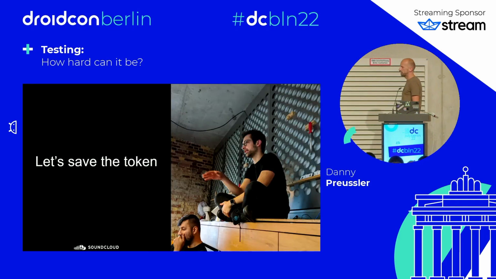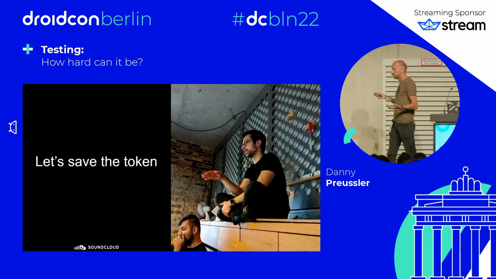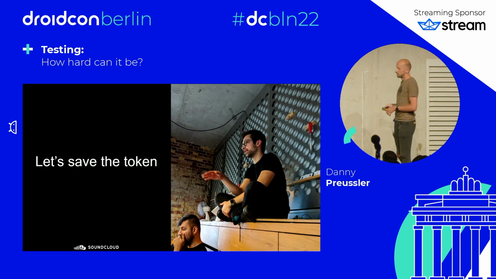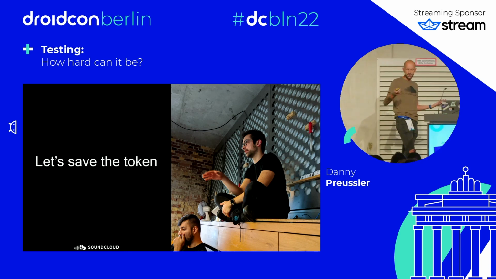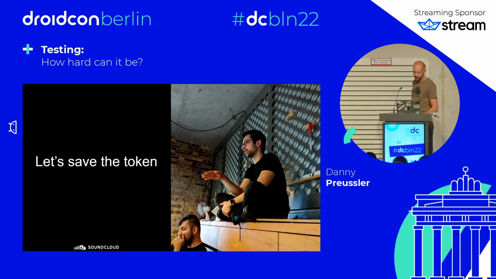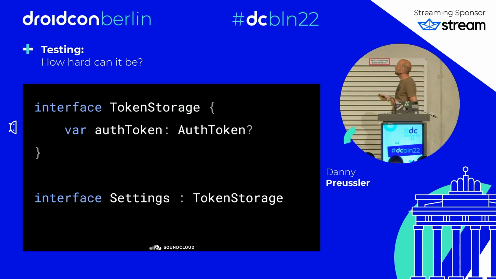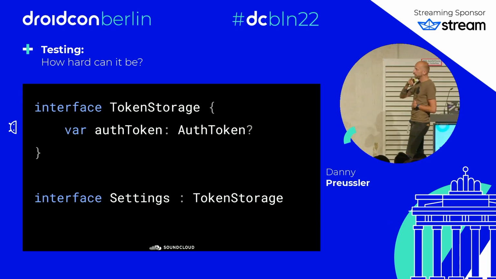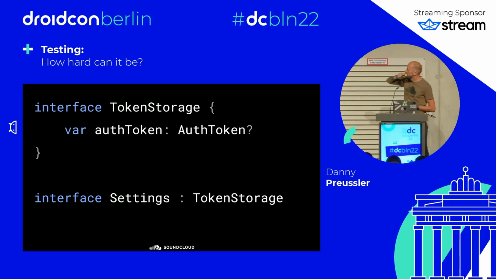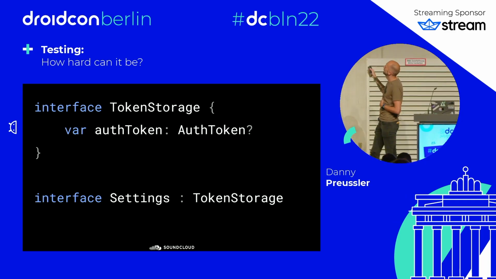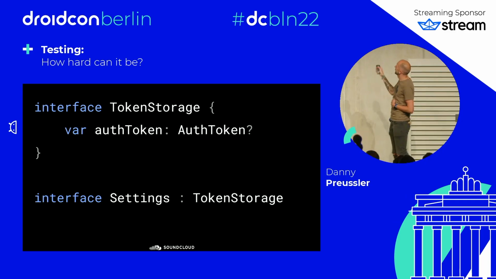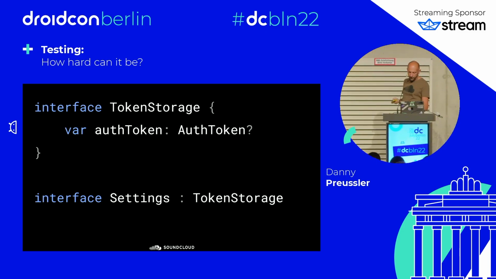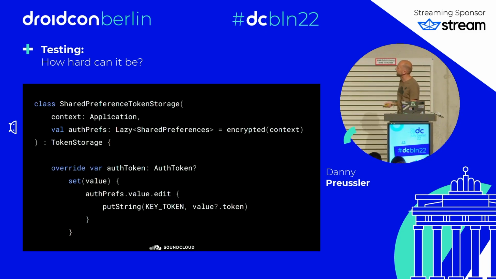Let's keep going. We have to save this token. By the way, I have not run the app a single time in this process. So let's save it somewhere, and not only in memory. I extracted a token storage. Probably my colleague here remembers this one, because later we refactored it since we didn't like it anymore. But back then it was simple: one interface that just cares about the token, and settings implements this. I did this because it makes the implementation a bit easier.